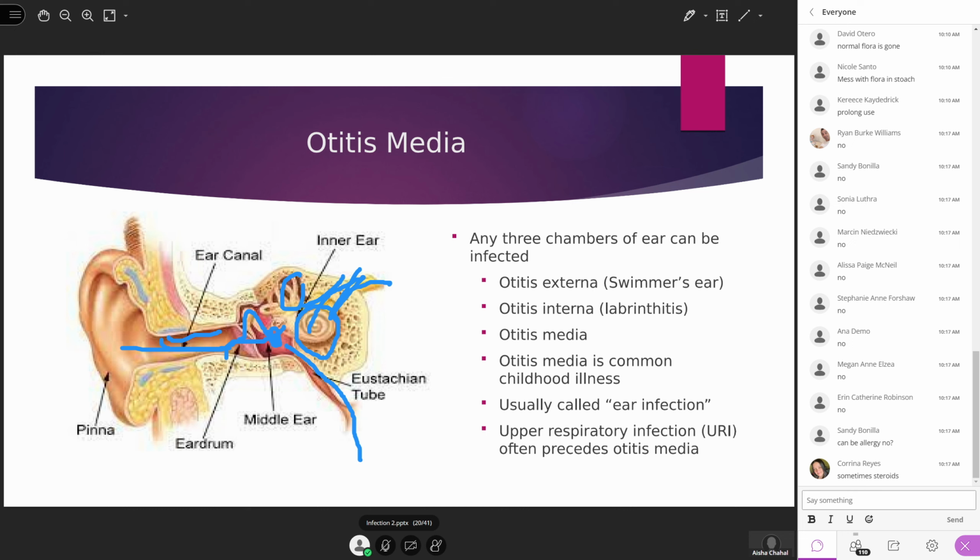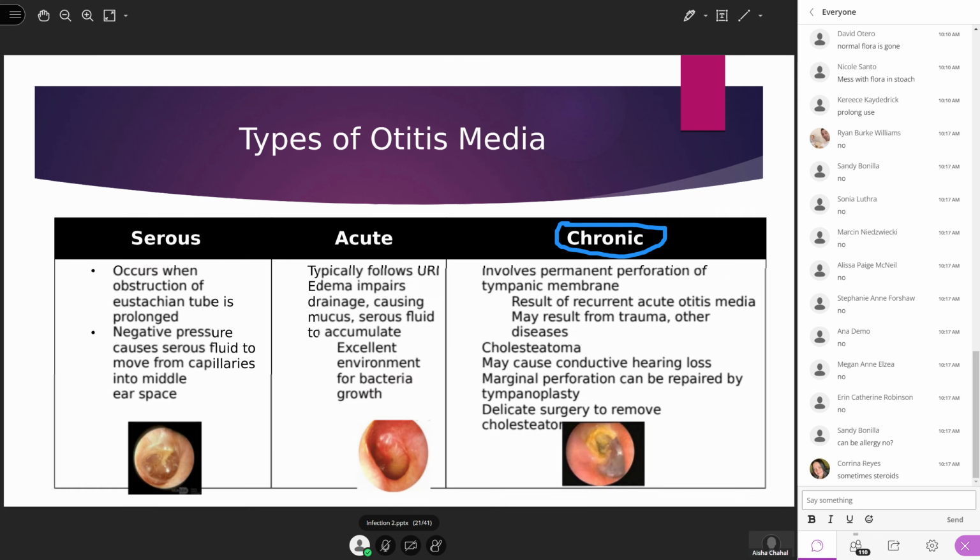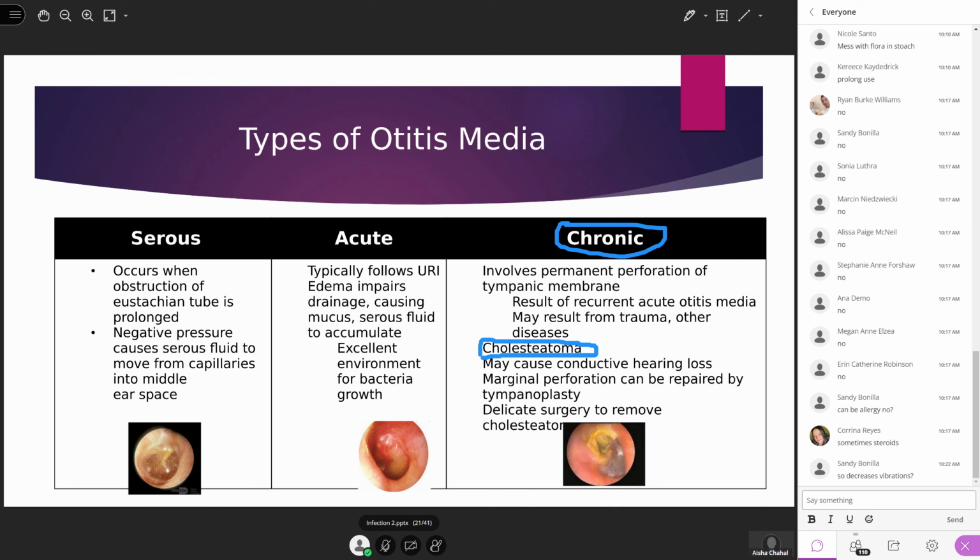But in otitis media, what type of hearing loss will we see? We will see a conductive hearing loss, because now there is fluid here, in this part. Now there is no conduction of the sound waves to the cochlea. This is the cochlea right here. So chronic is that. And then there is this term, cholesteatoma. This decreases vibration, absolutely.